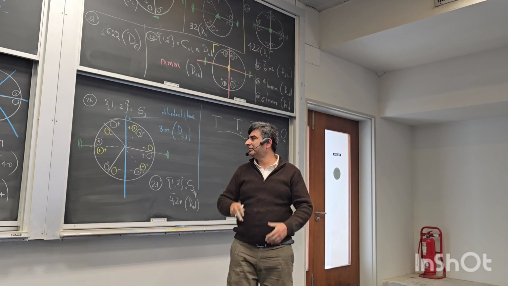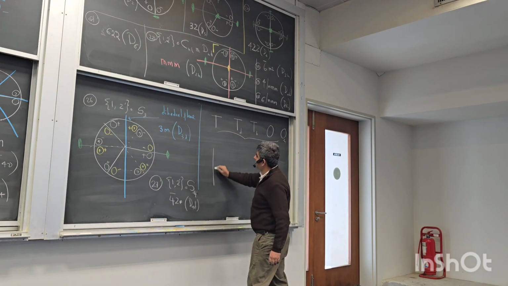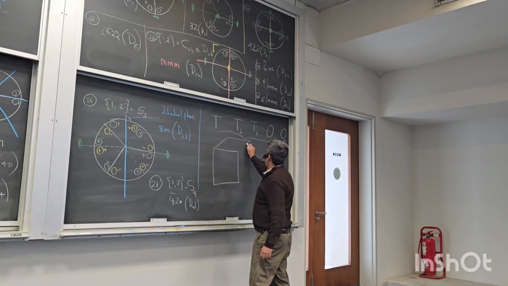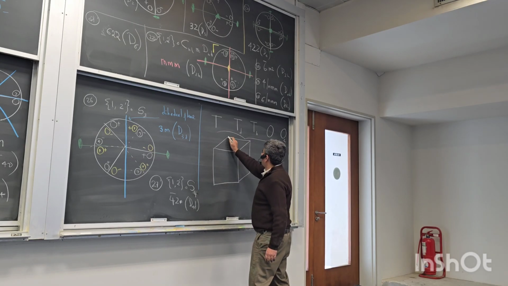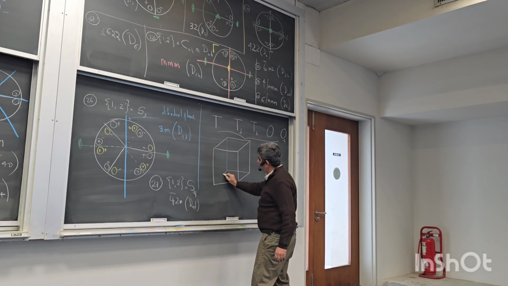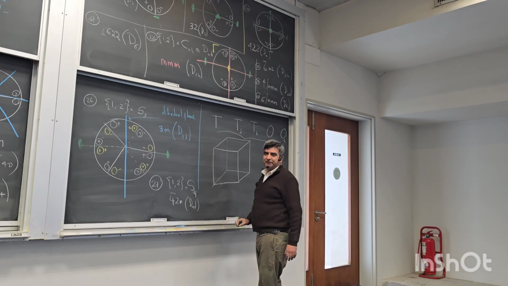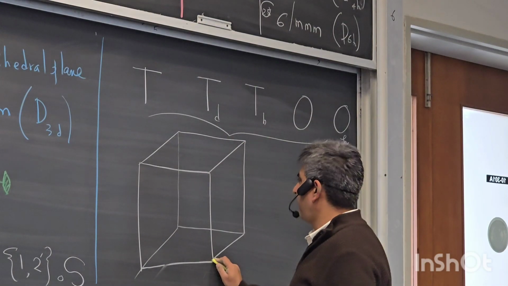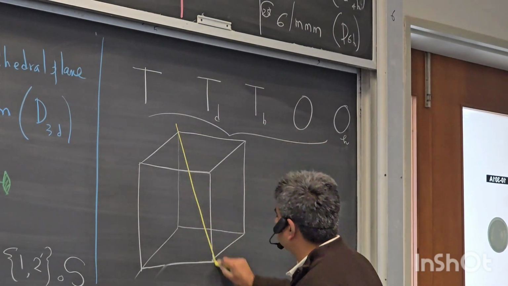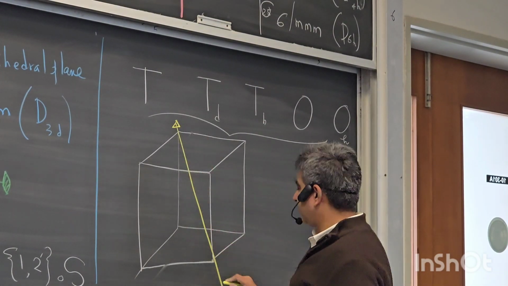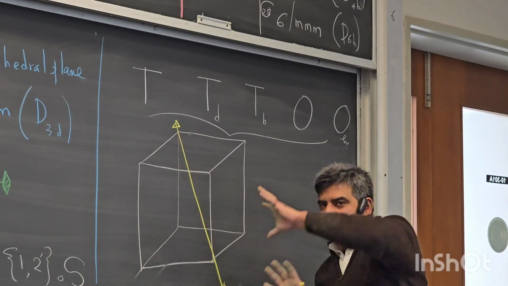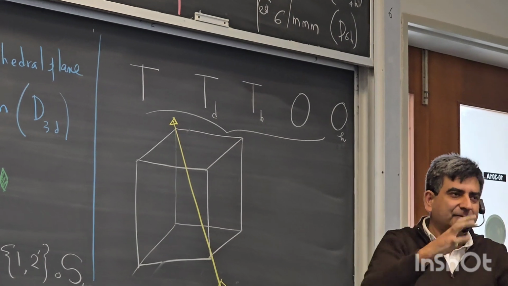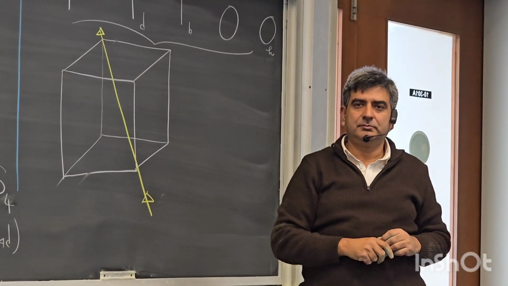Threefold axis of rotation along the body diagonal. So if you take a cube, and you look at the body diagonals of this cube. So here is one body diagonal. This will be a threefold axis of rotation. So you take this axis and rotate this cube by 120 degrees. You get back exactly the same cube. Okay.